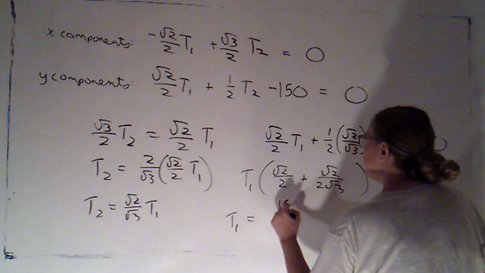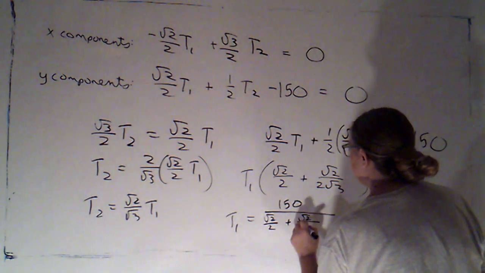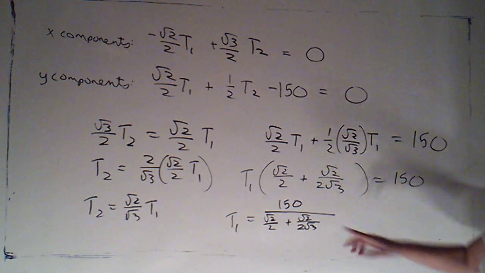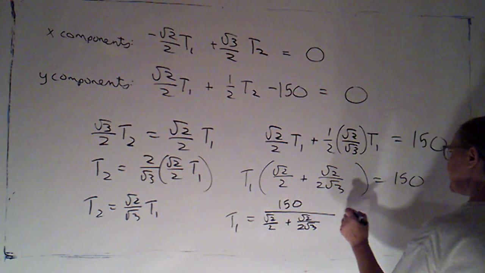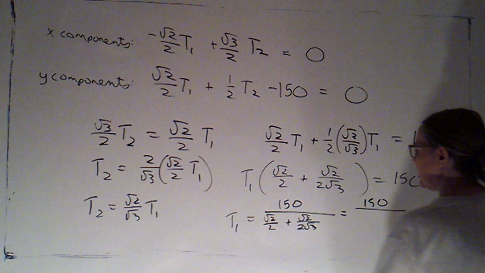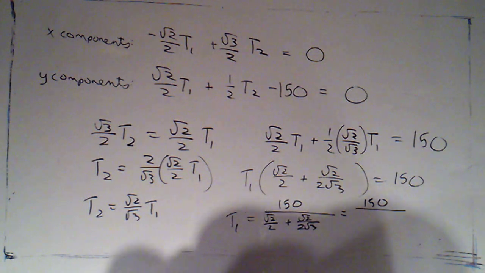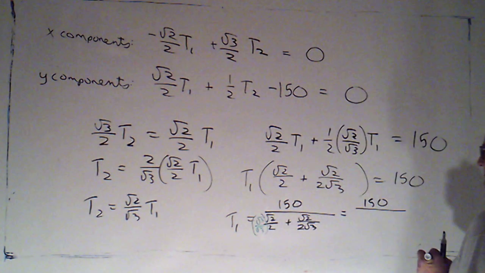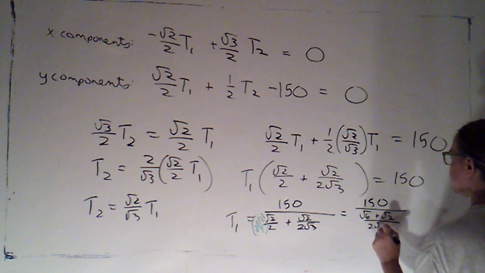T1 is going to equal 150 over root 2 over 2 plus root 2 over 2 root 3. That's a little bit messy. Not crazy about having complex fractions, so I'm going to do a little bit of simplifying here. I'll get a common denominator of 2 root 3, so I need to multiply this one by root 3 over root 3. Then that becomes root 6 plus root 2 all over 2 root 3.